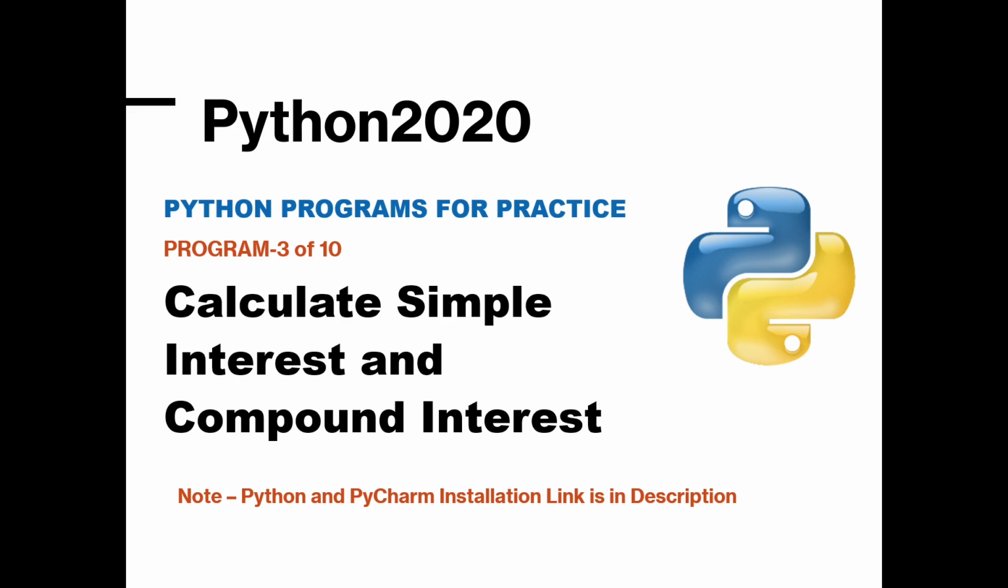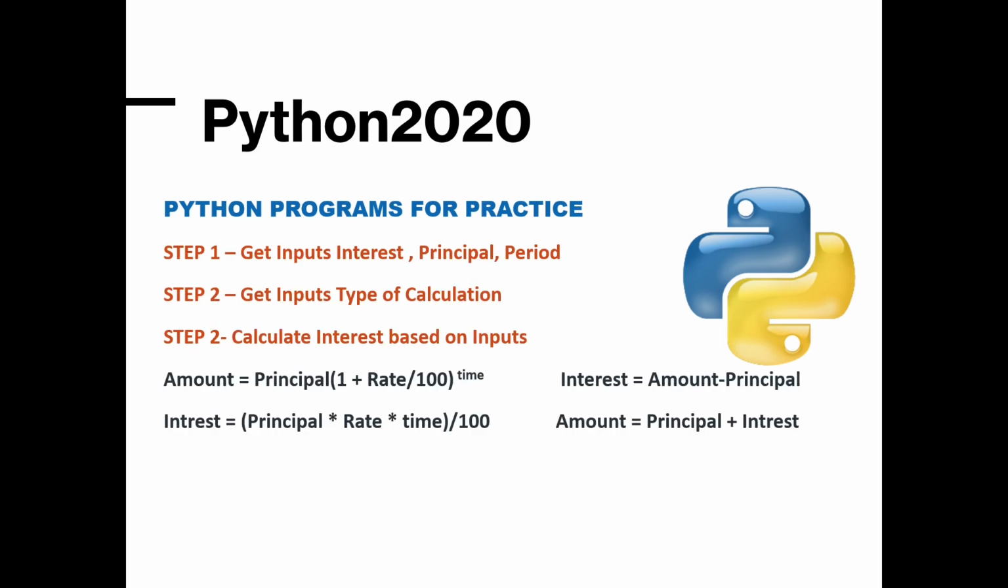In this series, we are going to see 10 different programs to make our Python basics better. In this program, we will see how to calculate two different types of interest. One is the simple interest and another one is the compound interest.